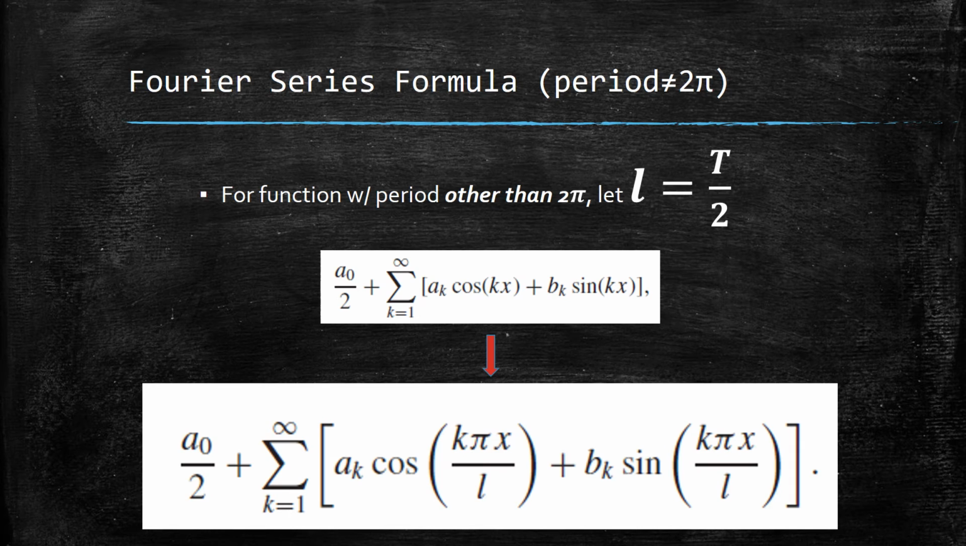a naught over 2 plus the summation from k equals 1 to infinity of a sub k times cos(k times pi x over L) plus b sub k times sine(k times pi x over L). As you can see, if we plug 2 pi in for T in this new equation, we're left with the original equation.